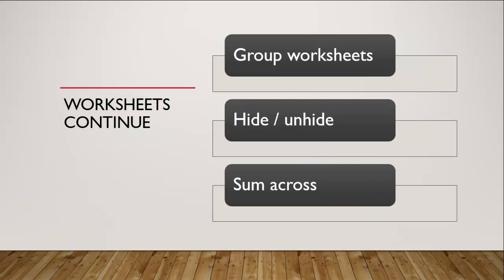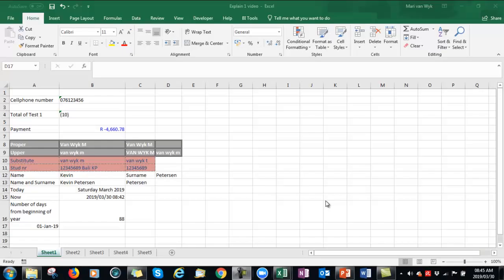We continue with worksheets, so we are going to look at how to group worksheets and apply formatting over more than one sheet. We're going to hide and unhide sheets, and then we're going to do a calculation across the sheets. If I select sheets here at the bottom, it means they are grouped, and what I do on one sheet will be applied on the other sheets as well.